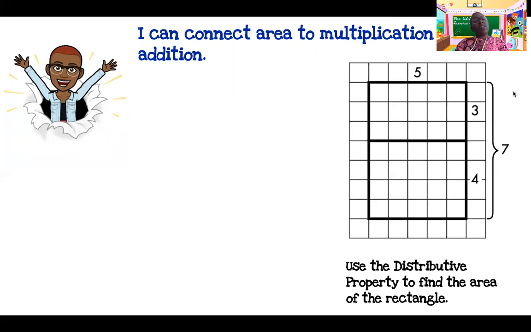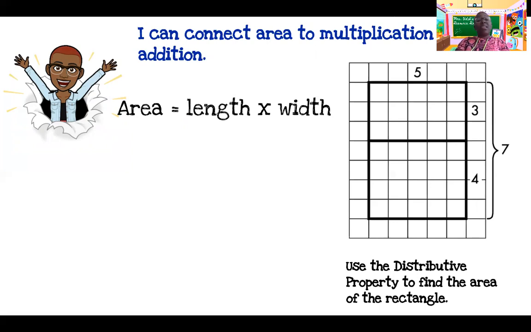Well, what do we need to know to solve this problem? Did you say that we need to know the area formula? If you did, you're absolutely correct. The area formula is our length times our width. Well, what else do we need to know to solve this problem? That's right, we need to understand the distributive property.